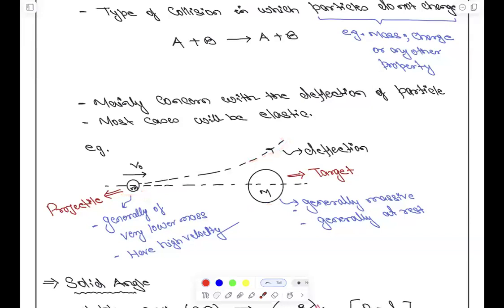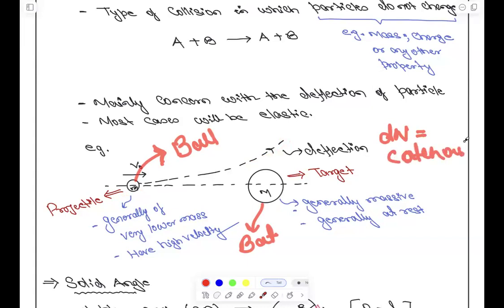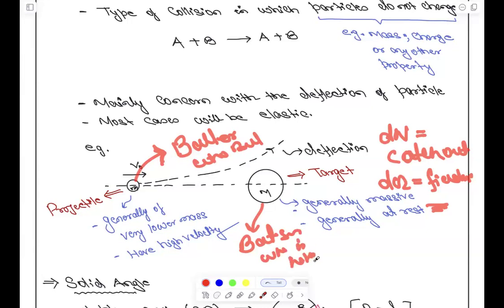Now understand, consider this as ball, this as bat, right? And dn is catch out, and d omega is our observation, that is fielder, ठीक है। लेट्स से इसको बॉलर कह लो, बॉलर हु इज बॉलिंग, batsman who is hitting, and in this game there can be number of bowler, number of batsman, number of fielder.